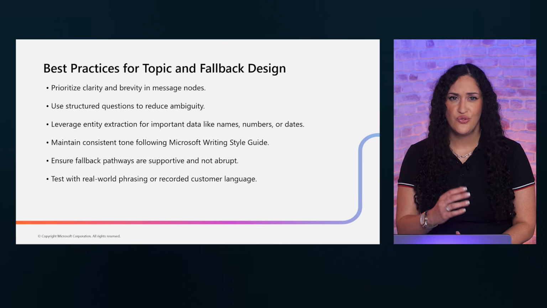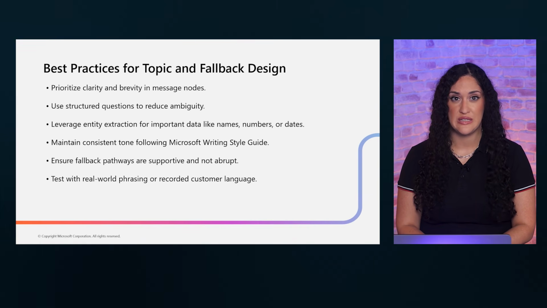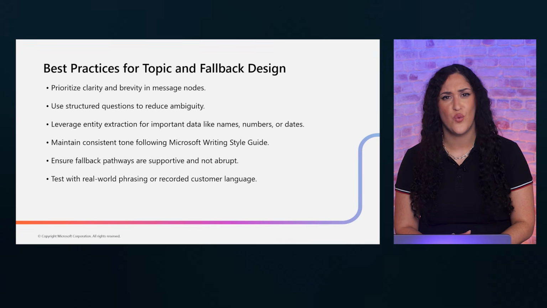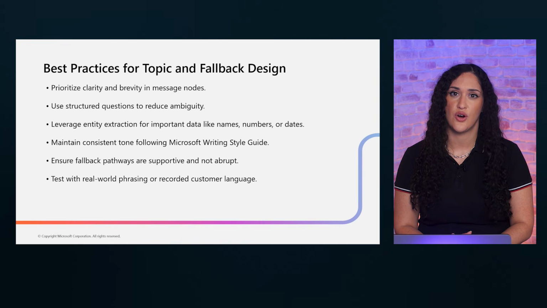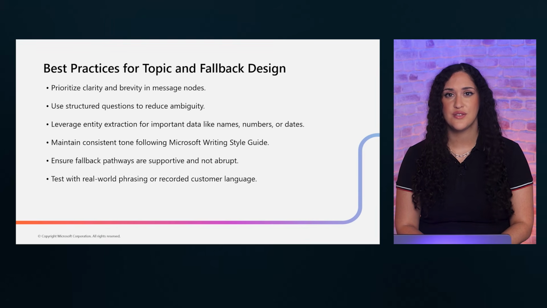Your fallback should feel supportive, not abrupt or dismissive. And critically, test with real-world phrasing, not the perfectly worded prompts your team writes in a conference room. Real users phrase things in unexpected ways, and your topics need to handle that gracefully.